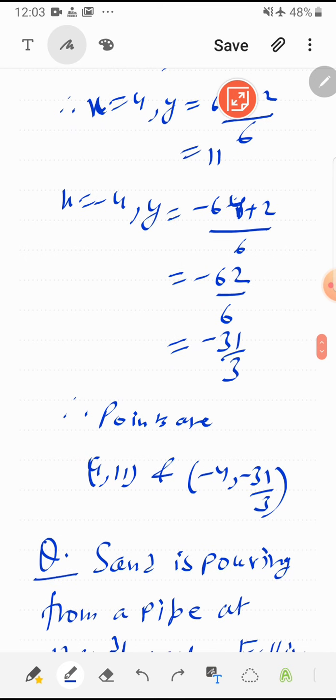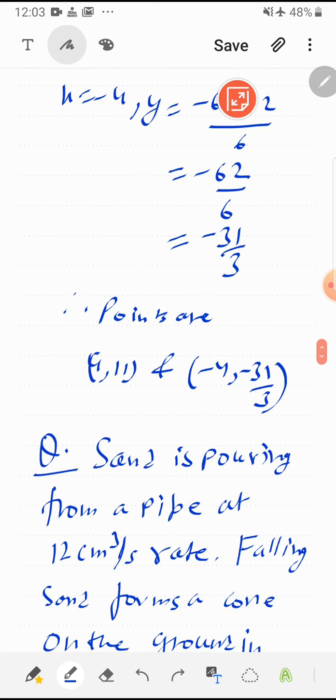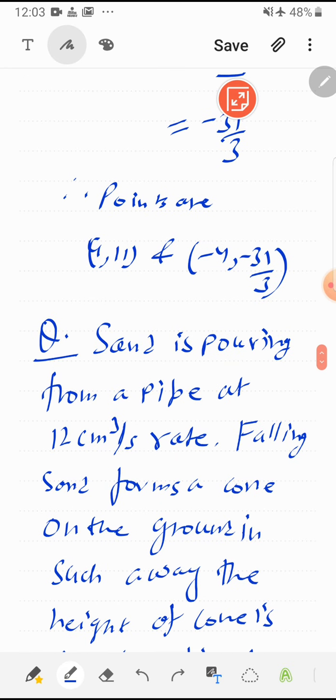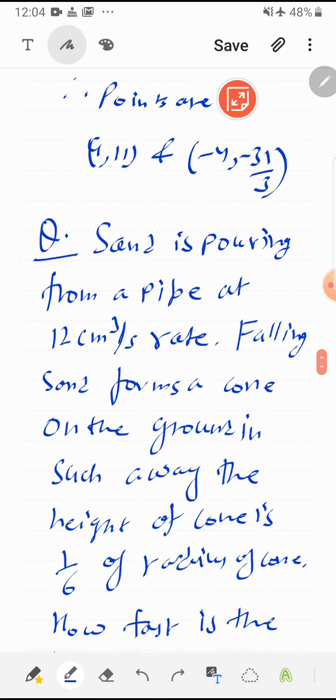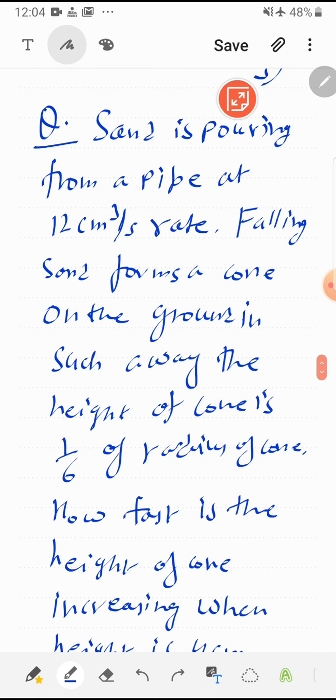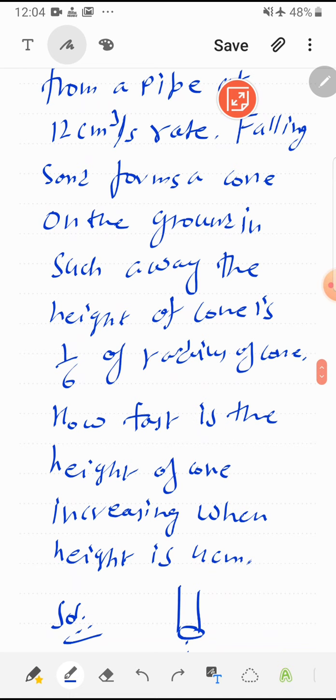So points are (4, 11) and (minus 4, minus 31 by 3). Next is again a very good question. Sand is pouring from a pipe at 12 centimeter cube per second rate. Falling sand forms a cone on the ground in such a way that the height of the cone is 1 by 6 of the radius of the cone. How fast is the height of the cone increasing when the height is 4 centimeter?